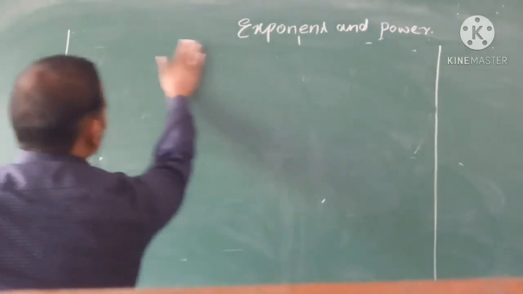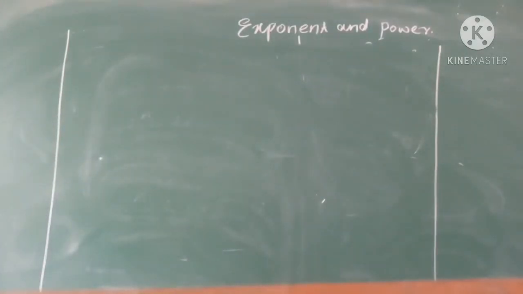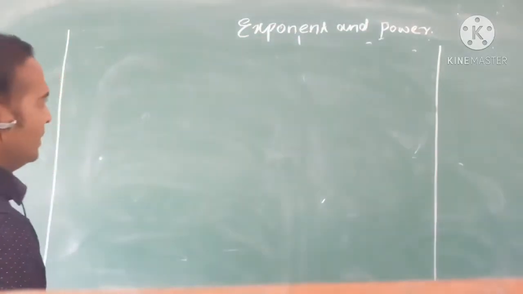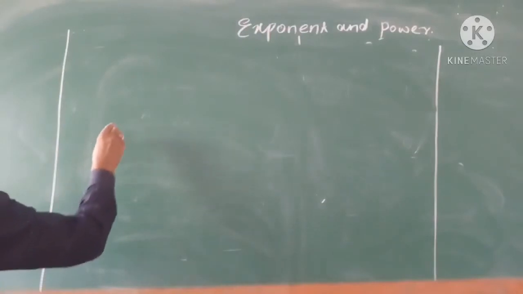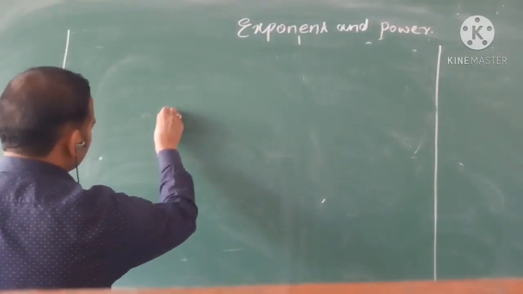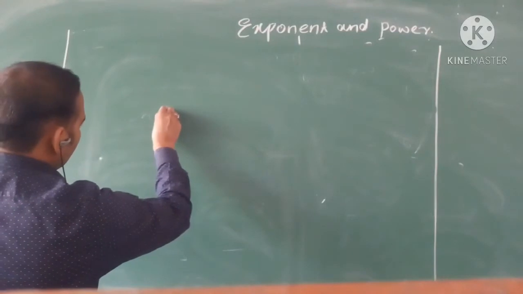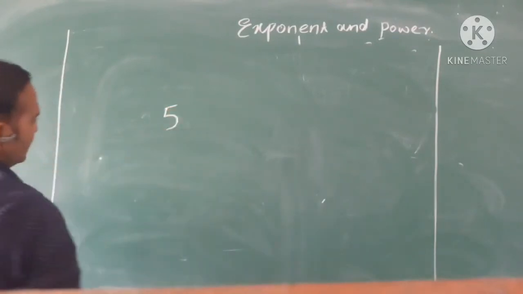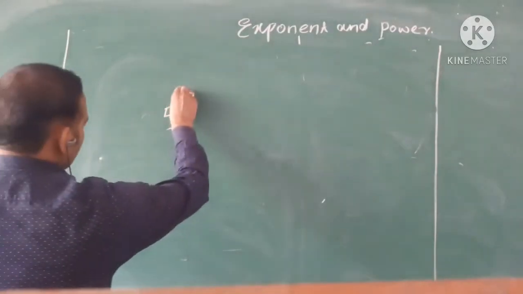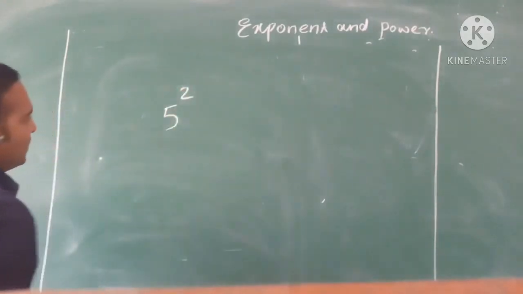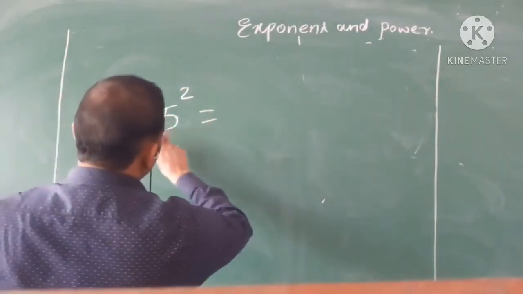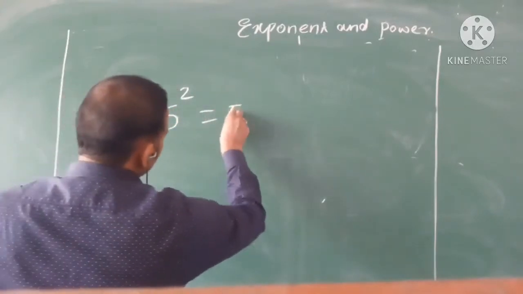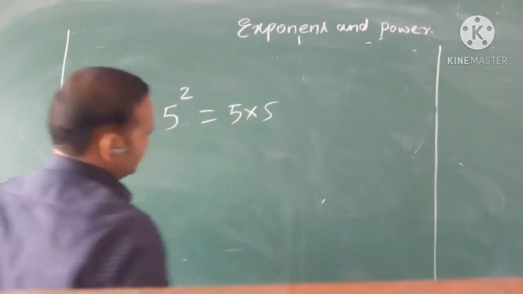You come to know about exponent and power. Exponent and power are the same thing. Suppose it is asked you to find exponent of 5. Exponent of 5 is 2. That is 5 to the power 2, and it means 5 into 5.